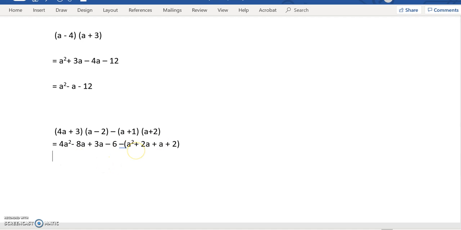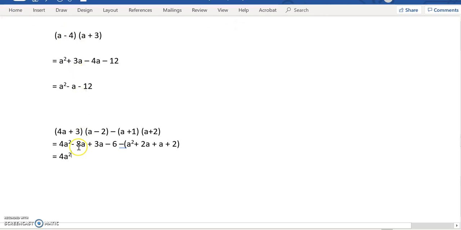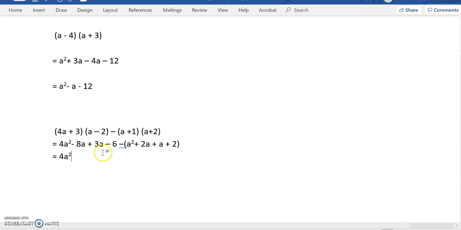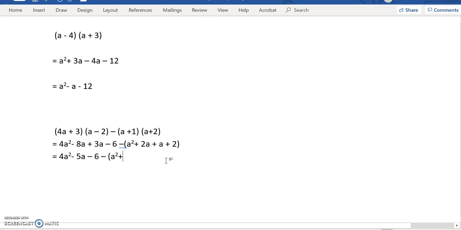So let's simplify either side of this at this stage. We've got only the one A squared term, 4A squared in this half of the equation, minus 8A plus 3A, so that's going to be minus 5A, minus 6, and then minus, in brackets, A squared, plus 2A plus 1A is going to be plus 3A, plus 2.